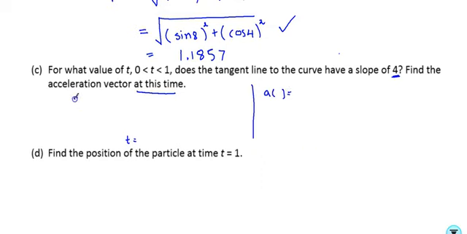Our slope equation is cosine t squared over sine t cubed. This is the slope, dy/dx, which is dy/dt over dx/dt, and it is equal to 4. So you are given that cosine t squared over sine t cubed is equal to 4. You have to find t. In other words, you have to solve this equation and find t.